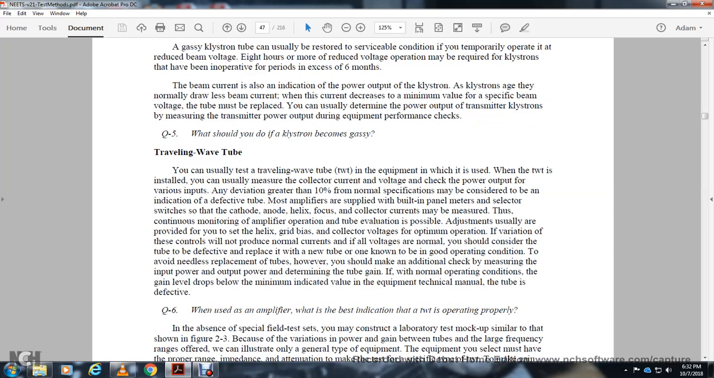Traveling wave tube. For the traveling wave tube, the usual method is to check the collector current and voltage with the power output at various inputs. A deviation greater than 10% from the normal specification may be considered an indicator of a defective tube.